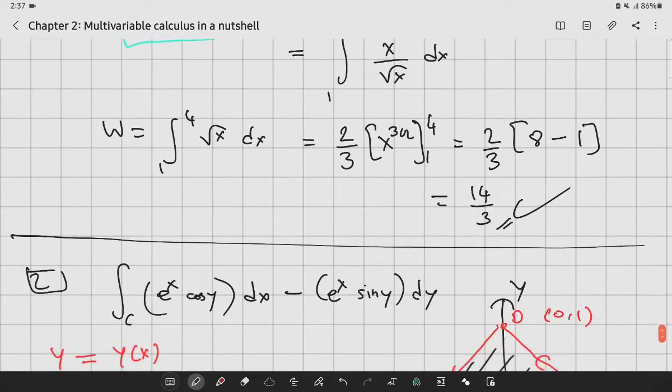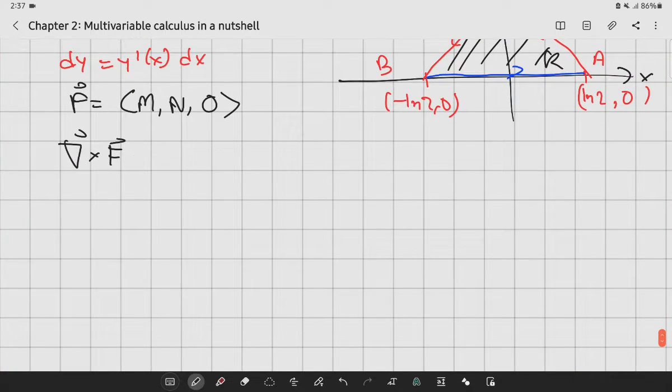You find the curl, and the curl is simply partial x of n minus partial y of m. I'm just taking the kth component. So this is the kth component. And what does that give me?